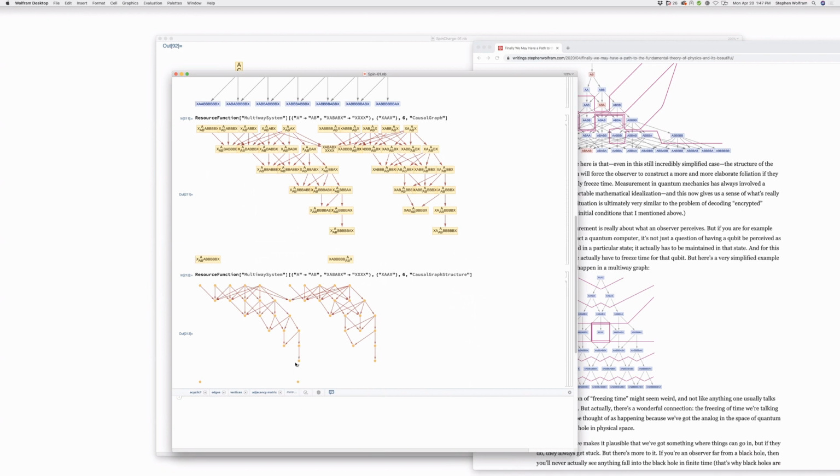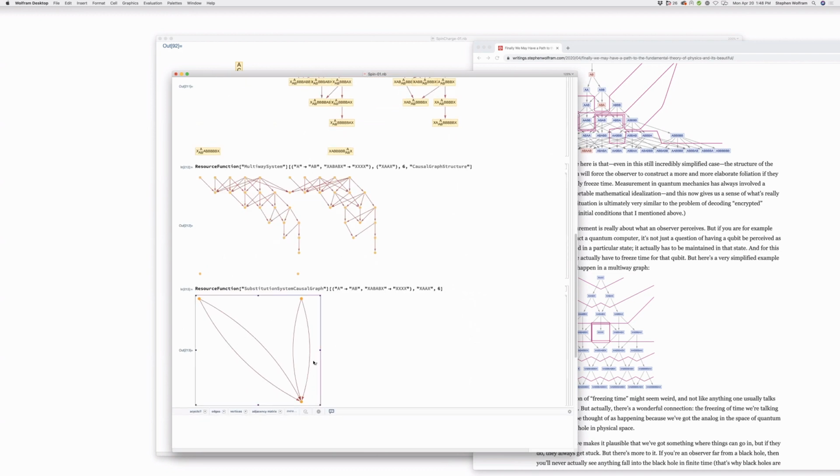So what we want is that the non-multi-way causal graph has, so for example, in this case, we could say something like, I think there's a substitution system causal graph, isn't there? Yes, I forget how exactly that works. Let's try this. It's a good sign that it's finding the resource. Okay, there we go. Okay, so that is a very boring causal graph. But that is the single causal graph.